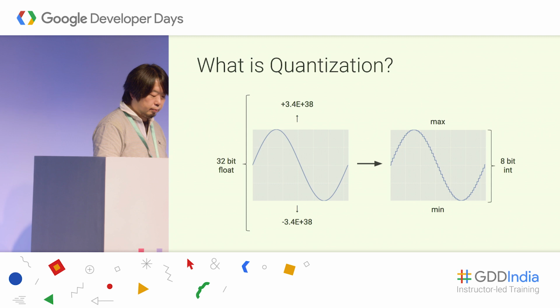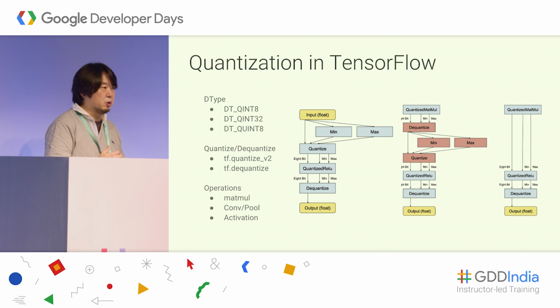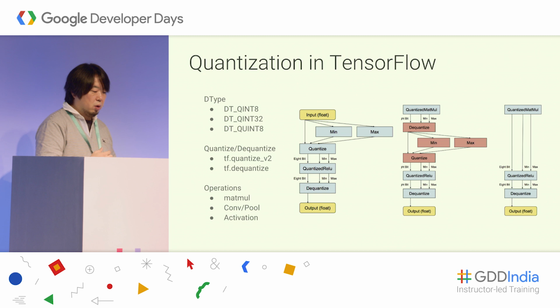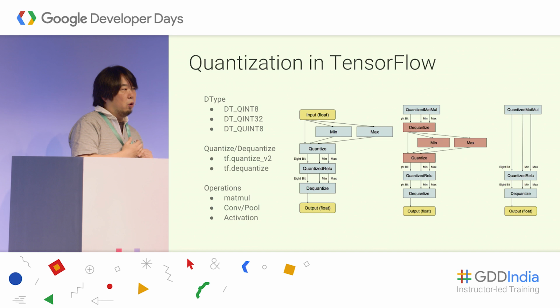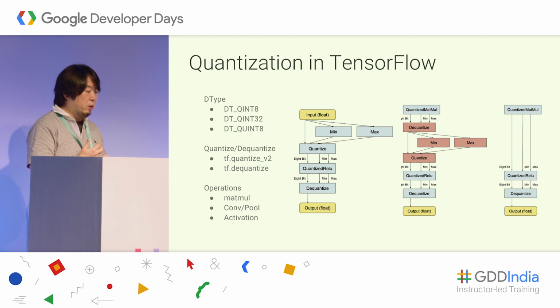And TensorFlow provides the primitives to support those quantized values and operations, such as dtypes for the quantized numbers, QInt8, QInt32, or quantize the floating point values, or quantize to a quantized value, or dequantize the value to floating point numbers, or operations that support the quantized values, such as matmul or convolution, pooling, and activation. So in this codelab, we'll be using this technique too.